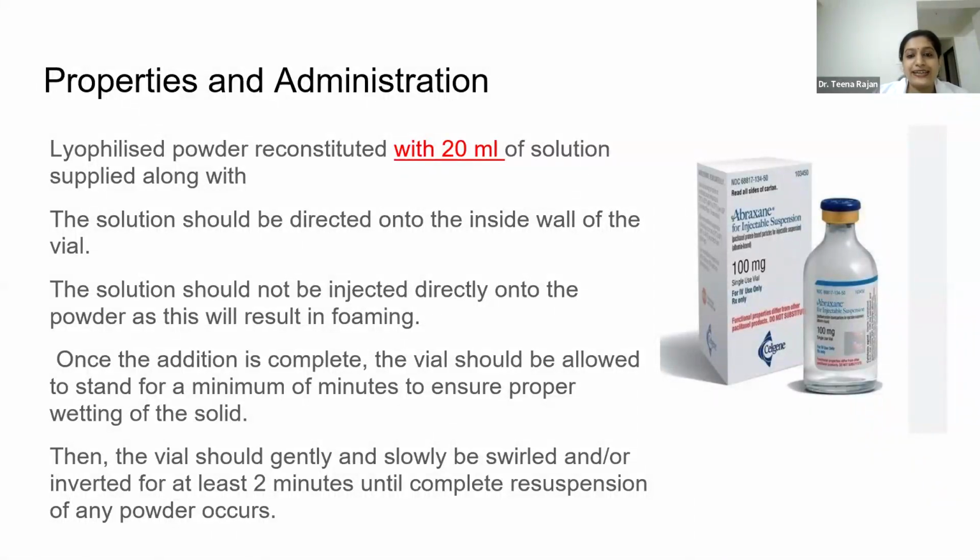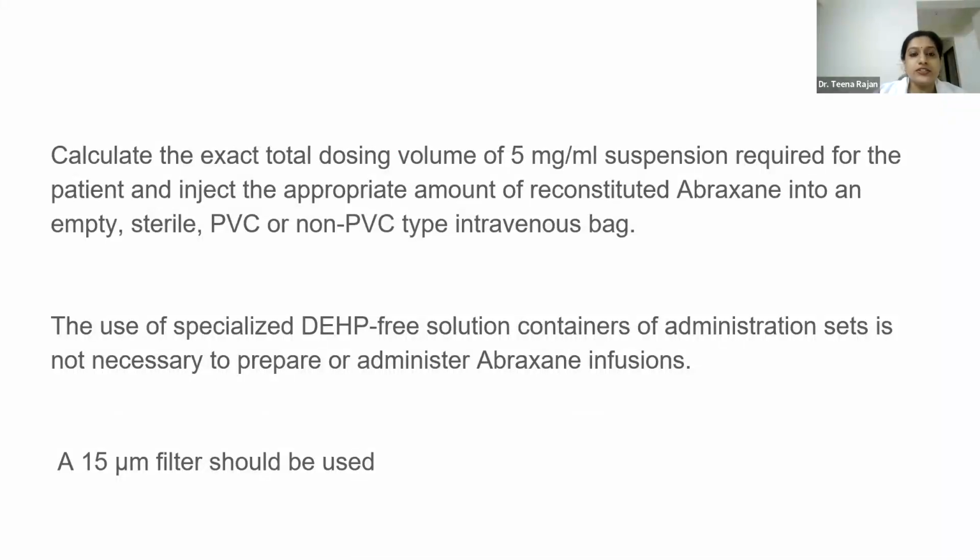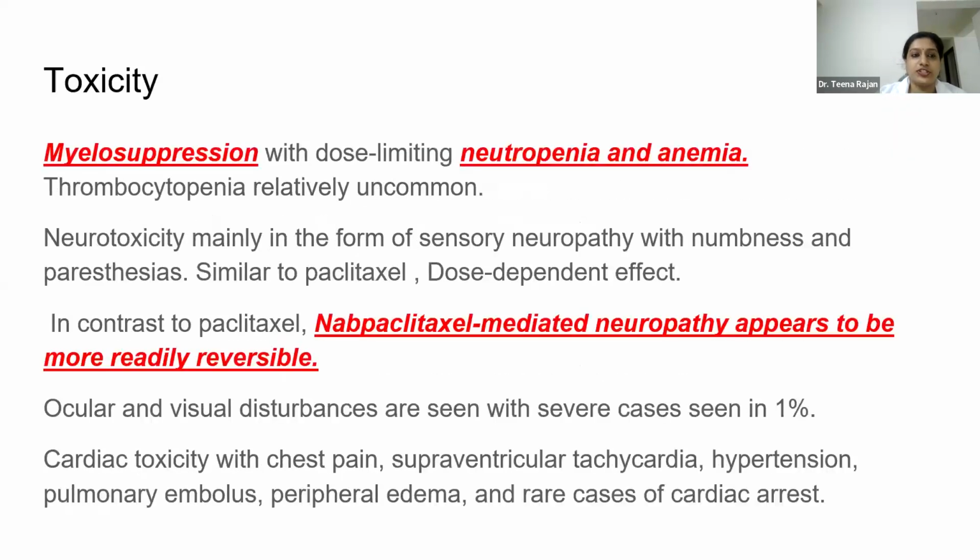Then gently shake it and make sure there are no visible particles and all particles have been dissolved. The final concentration should not be more than 5 milligram per ml, and it is put into an infusion bag and given. For nab-paclitaxel, you do not require any specified DEHP-free solution or a filter for administration.